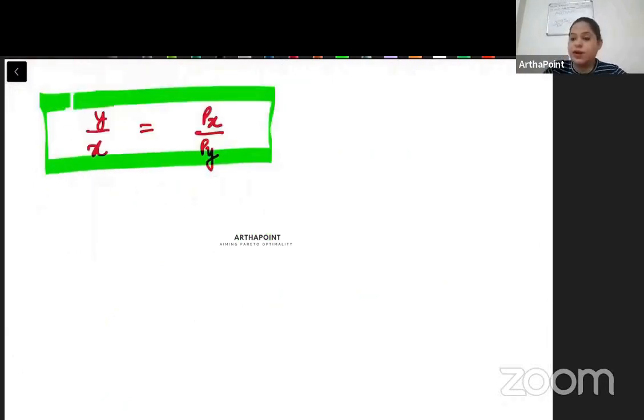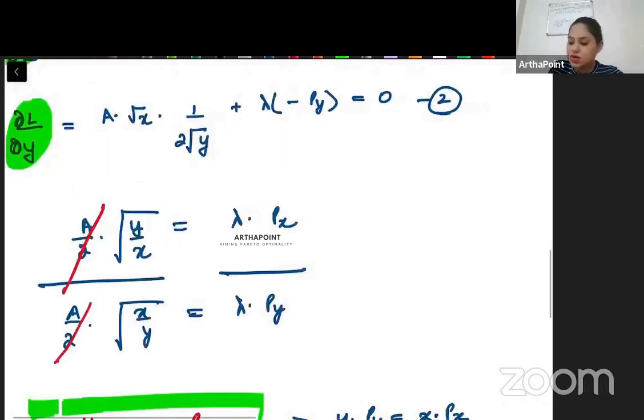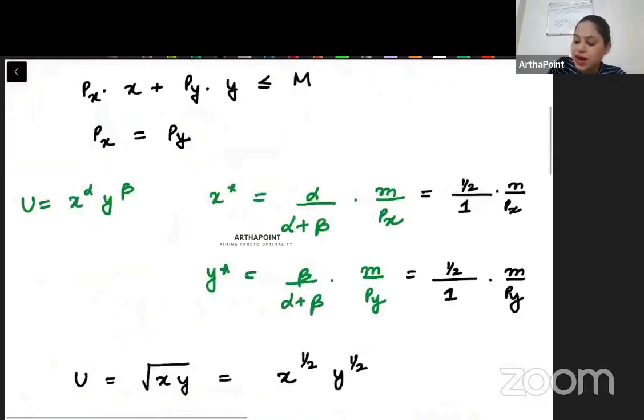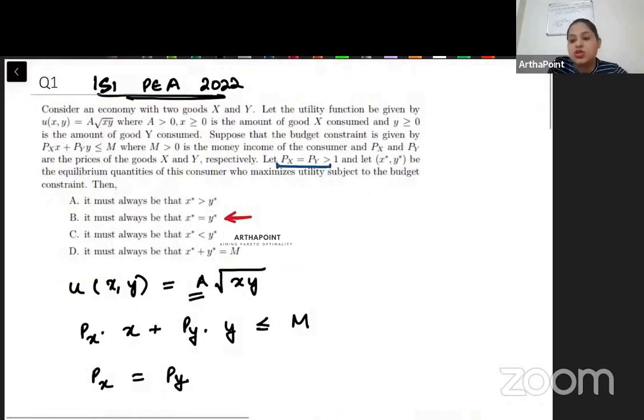If you remember from our class, we concluded from here that we made multiple interpretations out of it. So you have to just remember all those interpretations from our class, okay? But now the question says that px is equal to py. This is what is given to us. Does not matter whether both of them are equal to 1 or greater than 1. They are equal to each other.